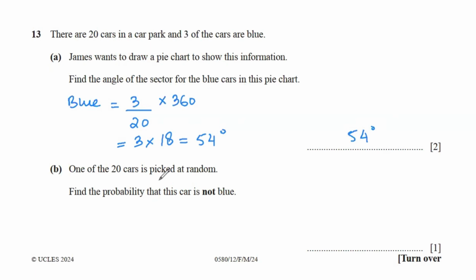Then one of the 20 cars is picked at random. Find the probability that this car is not blue. So if 3/20 of the cars were blue, the probability of the car not being blue would be 1 minus 3 over 20, which is 17 over 20. To find the probability of an event not happening, you subtract the probability of the event happening from 1, and that gives you the remaining probability.